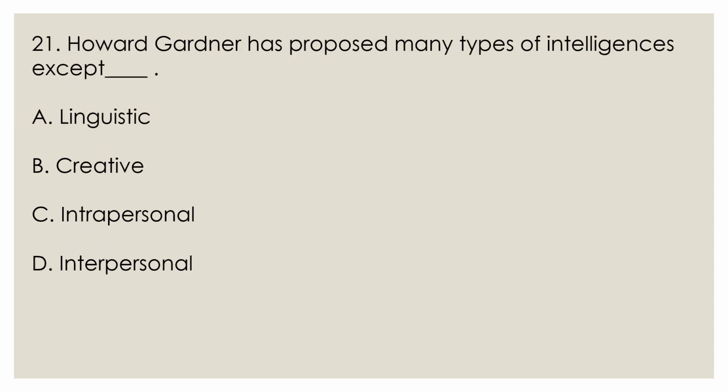Question number 21. Howard Gardner has proposed many types of intelligences except. So Howard Gardner has given 8 types of intelligence. That is linguistic, logical-mathematical, spatial, musical, bodily-kinesthetic, interpersonal, intrapersonal, and naturalistic. So the answer for this question will be B, creative. This is not given by Howard Gardner.